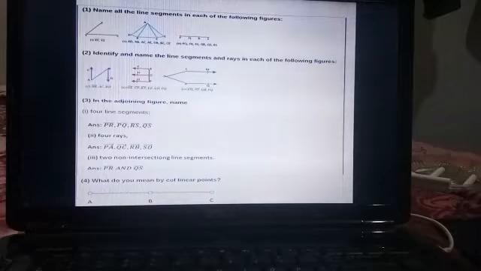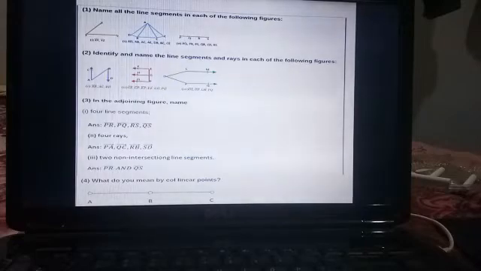In the second question, identify and name the line segment and ray in each of the following figures. Here AC is a ray, AB is a line segment, BD is a ray. In the second diagram, there are line segments as well as rays. In the third diagram, again there are line segments as well as rays.